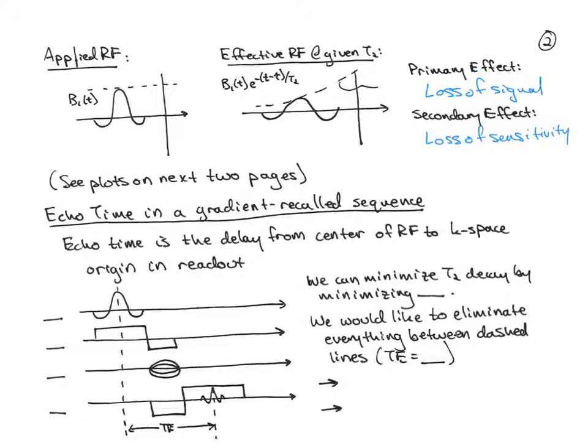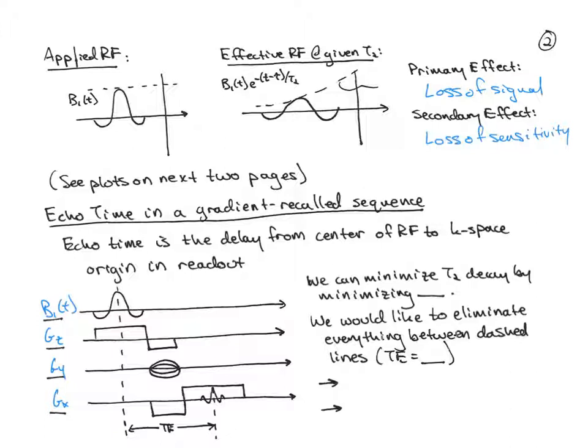But first, let's look at echo time in a gradient recalled sequence. So the echo time of a gradient recalled sequence is generally defined as the delay from the center of the RF pulse, that is here, this dashed line, to the k-space origin in the readout. Okay, and then I'll label all these different axes here. So we have the RF pulse plotted here, the gradients, the slice or z gradient plotted here, the y gradient, which we usually denote as the blipped gradient, and Gx is the frequency encoding gradient denoted on the last line.